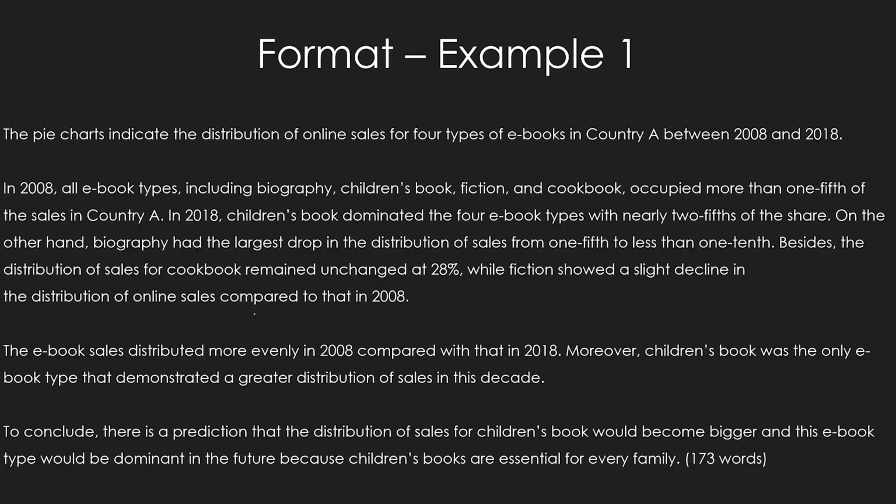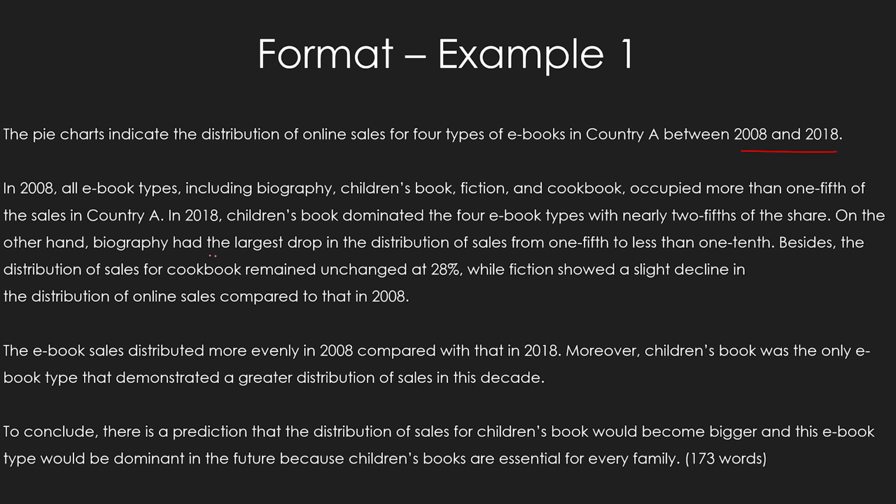Okay, let's look at example 1. The pie chart indicates the distribution of online sales for 4 types of ebooks in country A between 2008 and 2018. In 2008, all ebooks, including biography, children's book, fiction, and cookbook, occupied more than 1/5 of the sales in country A. In 2018, children's book dominated the 4 ebook types with nearly 2/5 of the share.